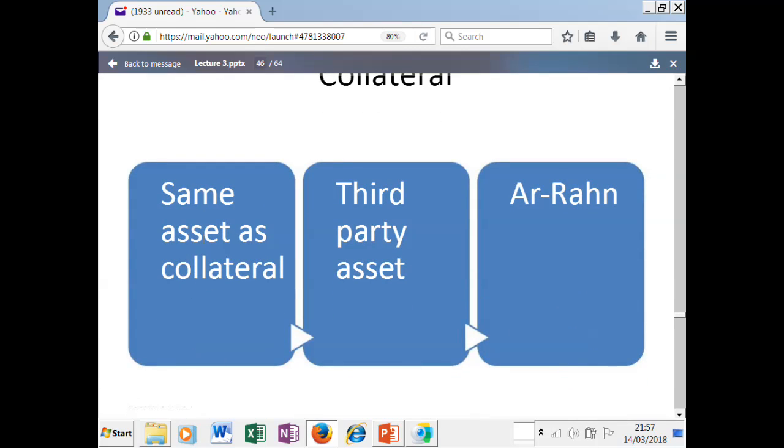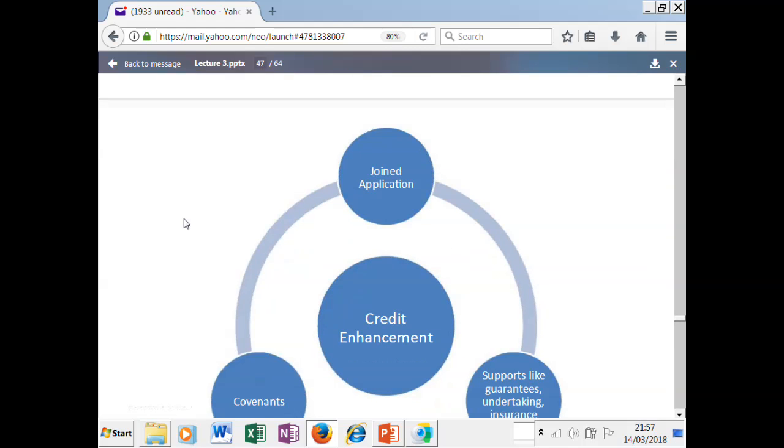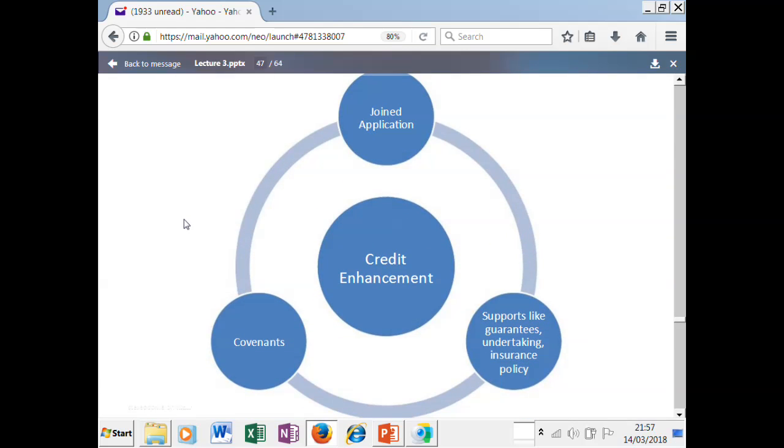Collateral, same asset as collateral, third party asset, okay, ataupun arahnu. Arahnu ni kalau dia gadai emas lah. Same asset as collateral ni maksudnya rumah tu juga yang digadaikan. Kan dia beli rumah tu, dia gadai rumah tu juga. Third party ni, third party tadi saya cakap lah. Okay, joint application, credit enhancement di joint application.